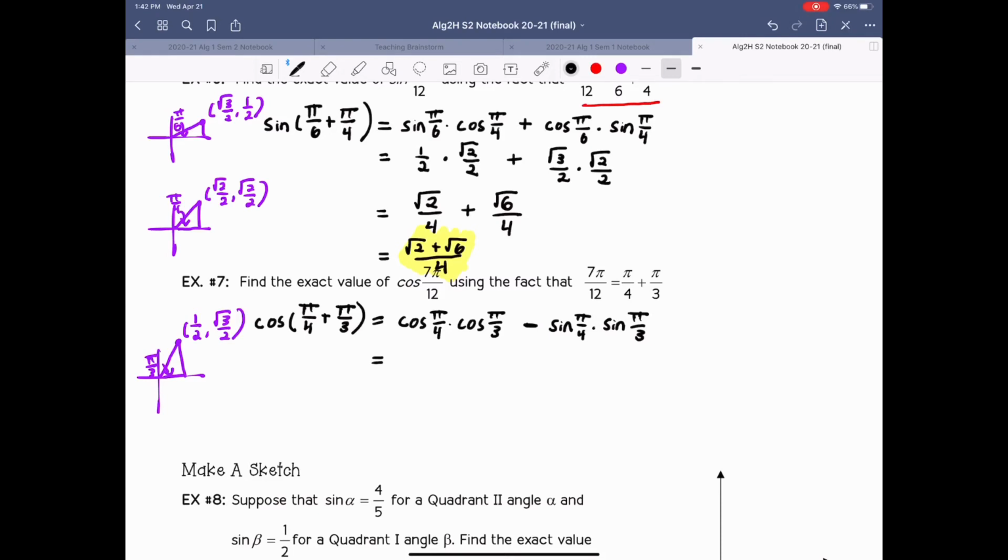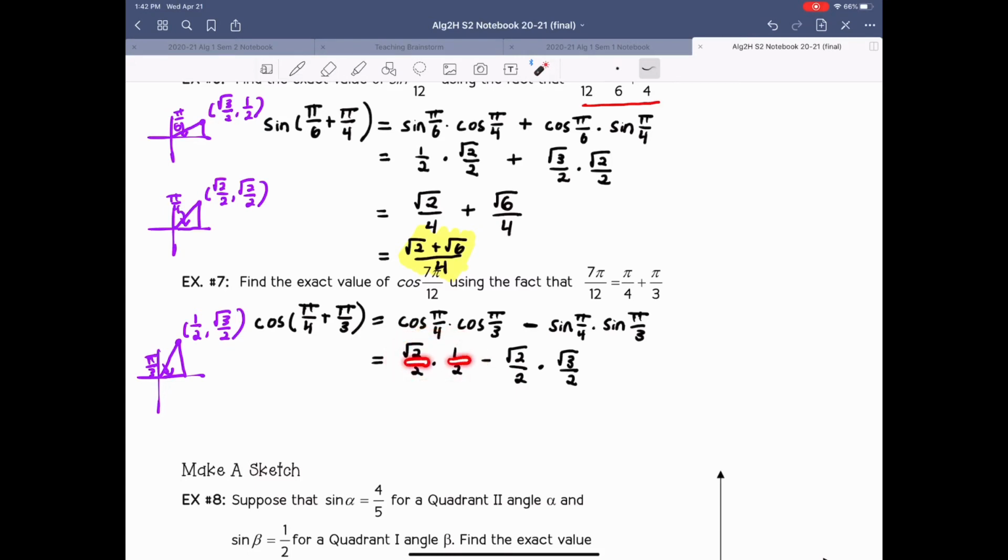We have the cosine of pi over 4, that's going to give me root 2 over 2. Then the cosine of pi over 3, that's going to be this x value, which is 1 over 2. And then I have the sine of pi over 4, that's going to be minus root 2 over 2, times the sine of pi over 3, which is the y value of this point, root 3 over 2. So just like we did before, let's simplify this a little bit. We're going to multiply these fractions together.